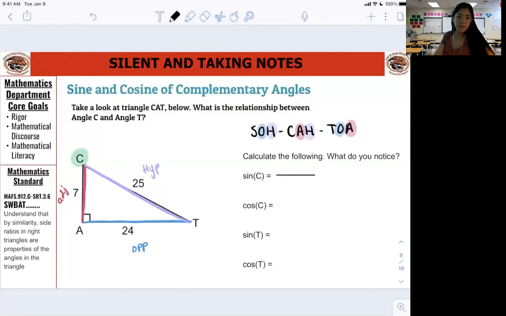You got 10 seconds. 10, 9, 8, 7, 6, 5, 4, 3, 2, 1. No answer. Well, privately answered, but you don't have any final answers, Rios? No? Okay. Daniel, what am I plugging in for the sine of C?